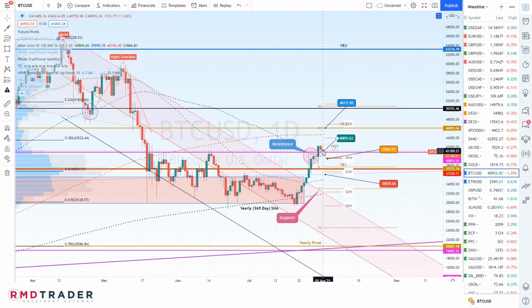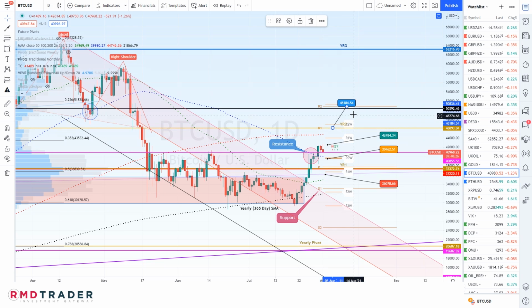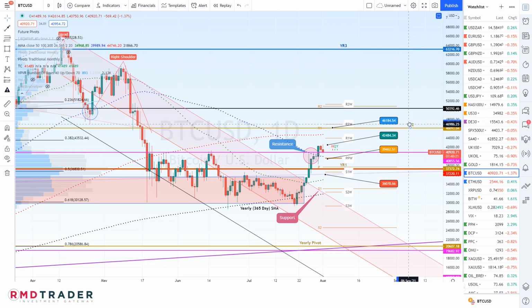In terms of a break higher, if we do take out the highs from the current set of candles at about 42,500, that will then see price continue to move higher, with the current level of resistance at about 46,000. That is the yearly R2 pivot, very strong level of resistance, also closely coinciding with that 200 daily moving average.